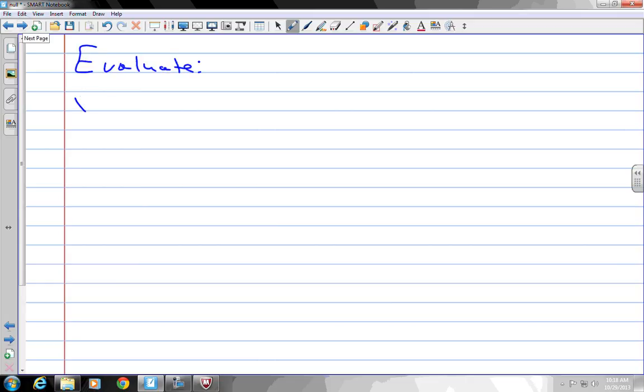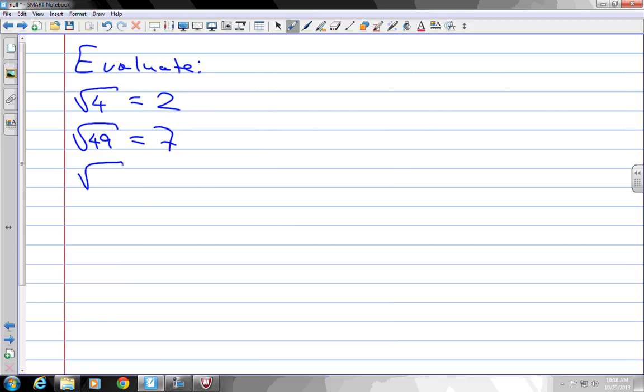For example, how about the square root of 4? What do you think that equals to? 2. And why is that? Well, 2 squared is 4. What else? It's positive. It has to be positive, because negative 2 squared is still 4, but we want the result to be positive. How about square root of 49?